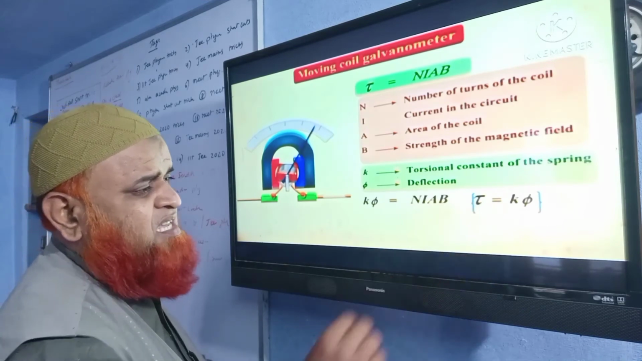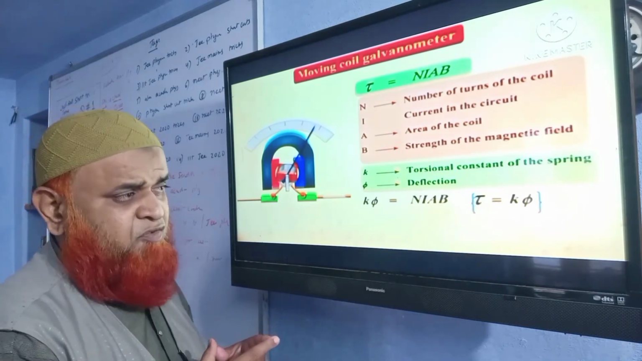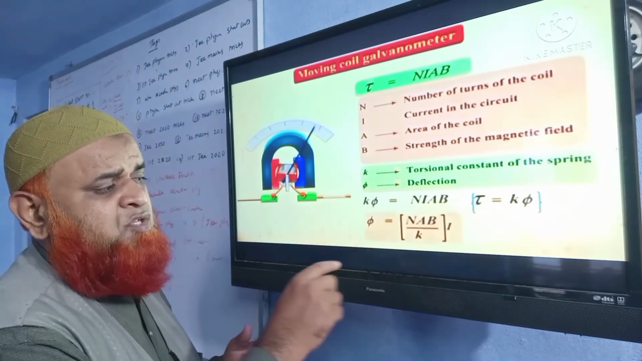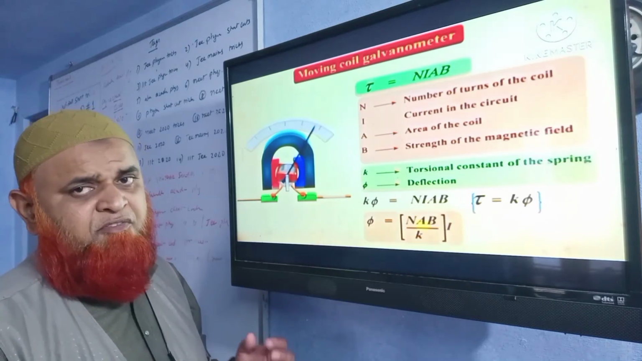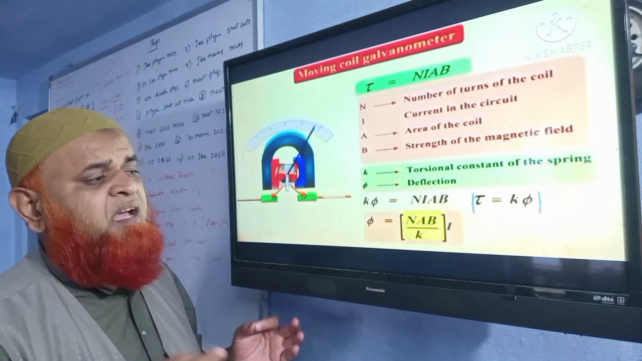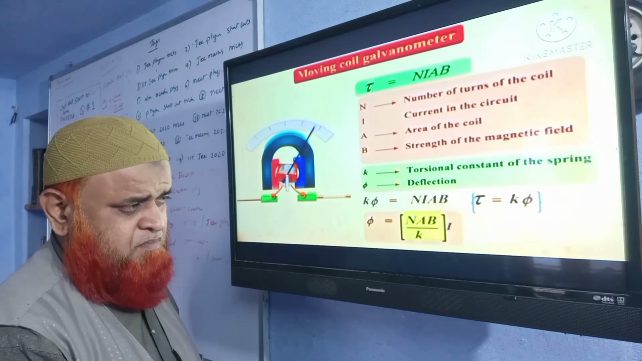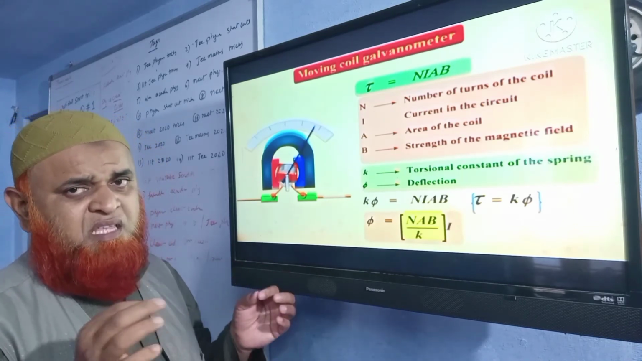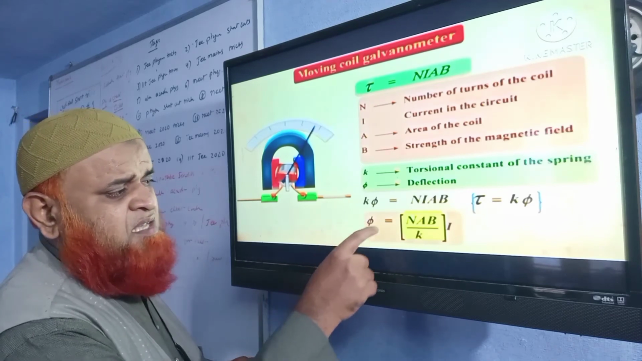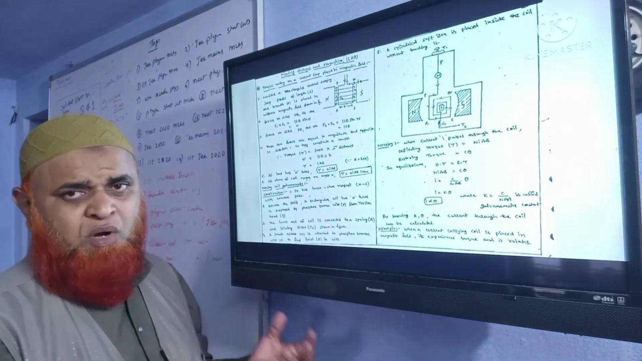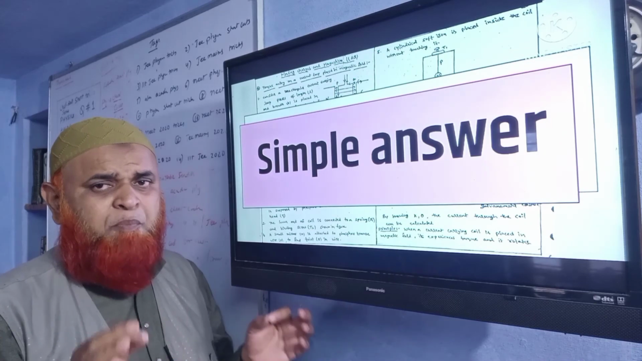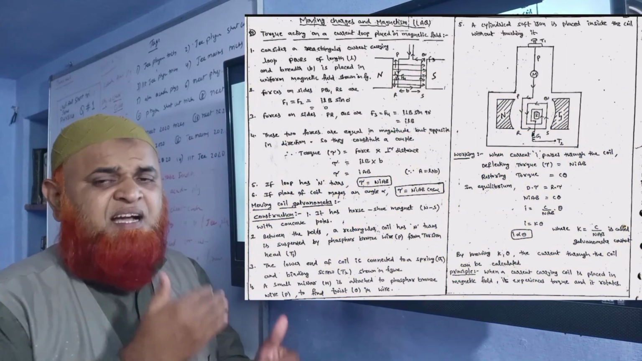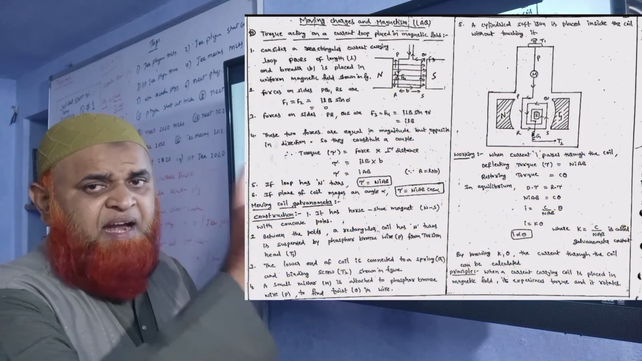In this way, the torque has two formulas. One formula for torque is K into phi. The other formula is NIAB. So from this, phi is equal to NAB by K into I. This is the concept behind the moving coil galvanometer. So what is the meaning of this? Phi is directly proportional to I. The greater the current passing through the coil, the greater will be the deflection.